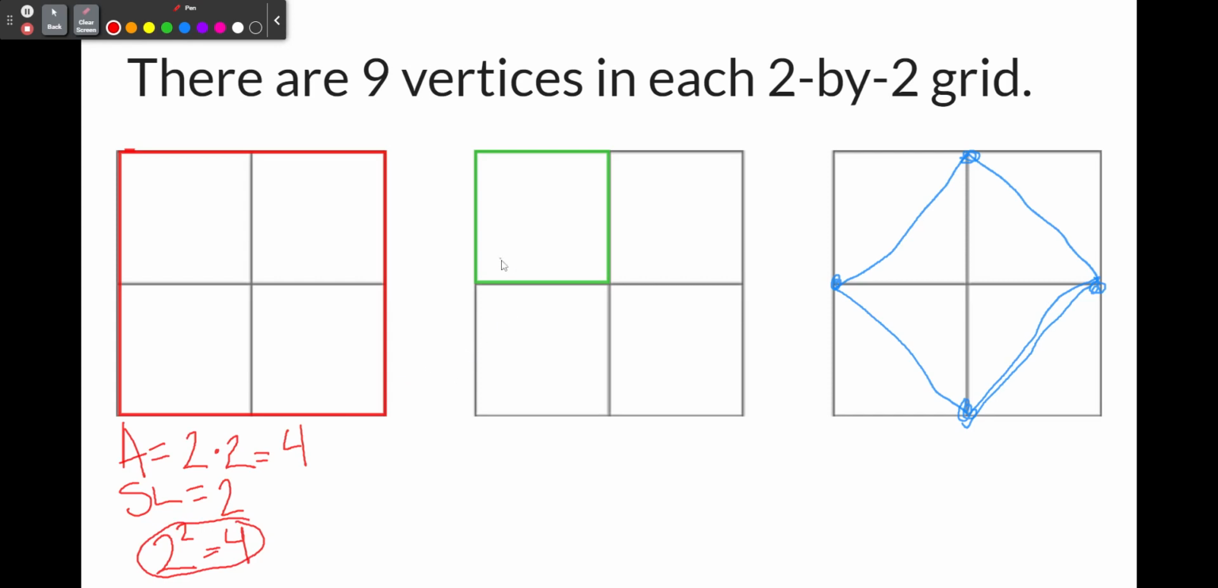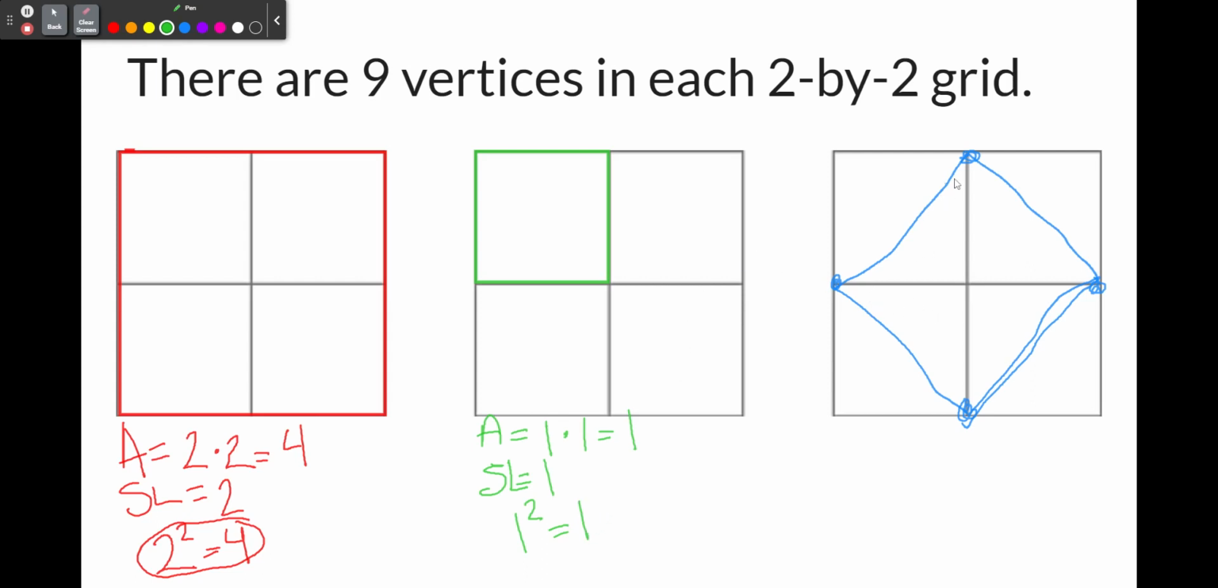So now we're going to do the same thing with our green square over here. So let's take a look for our area. What is our side length? Our side length here is 1 and our other side length is 1. So this is 1 times 1 is equal to 1. Our side length is equal to 1. And our equation for this would be 1 squared is equal to 1.